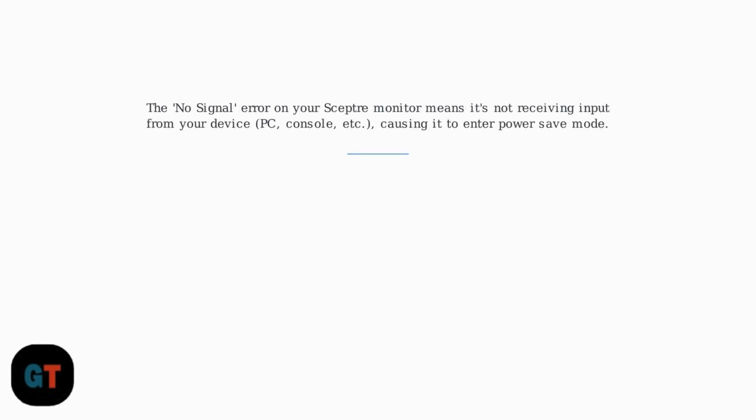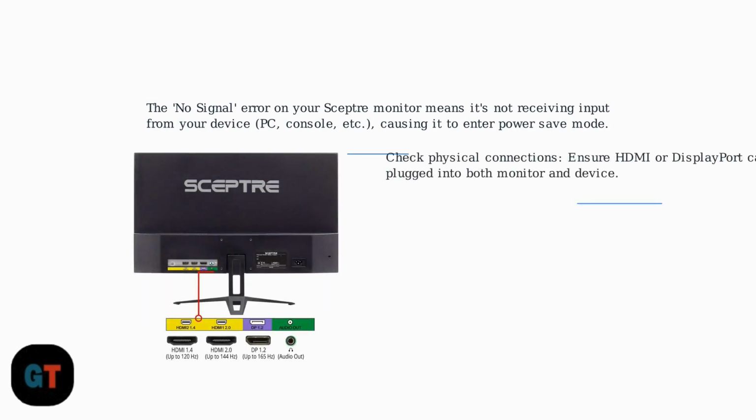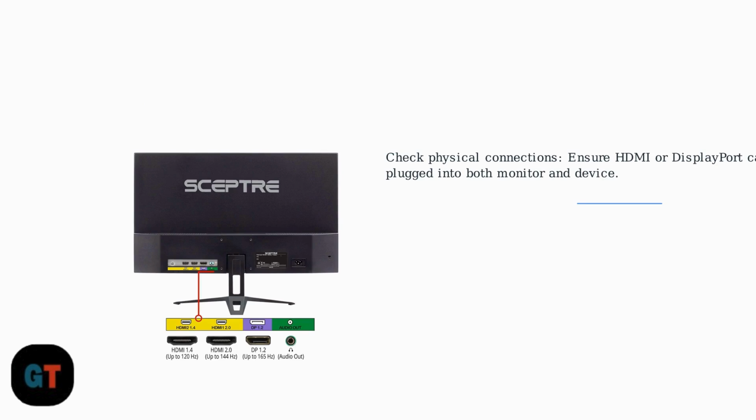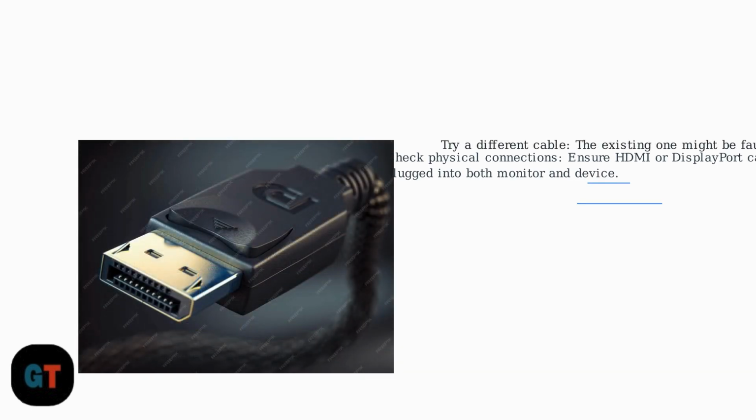The no signal error on your Sceptre monitor means it's not receiving input from your device, causing it to enter power save mode. Begin by checking the physical connections. Ensure the HDMI or DisplayPort cable is securely plugged into both your monitor and device. Try a different cable, as the existing one might be faulty.